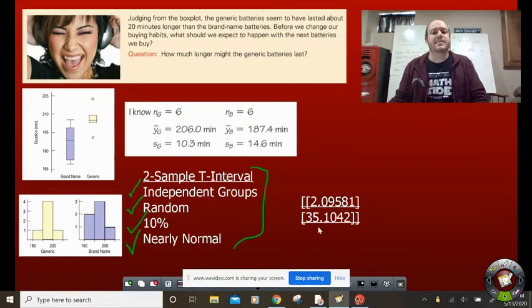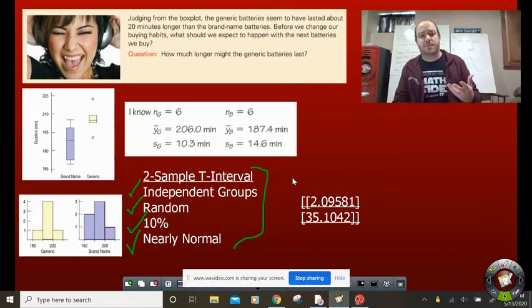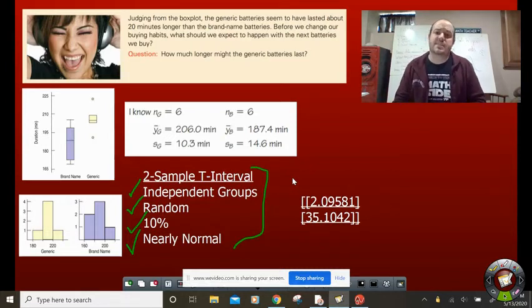So, again, why is this range so wide? 2 to 35 seems like that's quite a large range of numbers. It's because our sample size is so small. If we had a larger sample size, I'm sure that we would be able to narrow that down quite a bit. But remember, in this case, when we put it in the calculator, we did choose to keep it at the 95. So if we were going to say out loud what this is, we would say, with 95% confidence, we believe that the true mean difference between these 2 batteries types is somewhere between 2 minutes and 35 minutes.